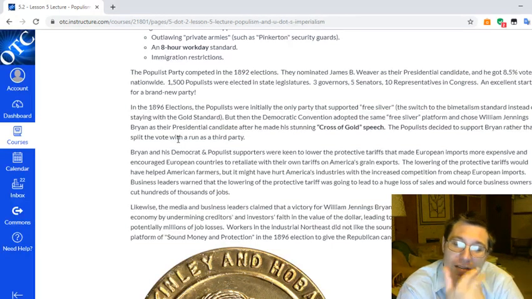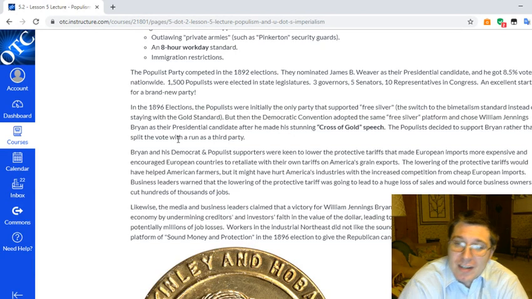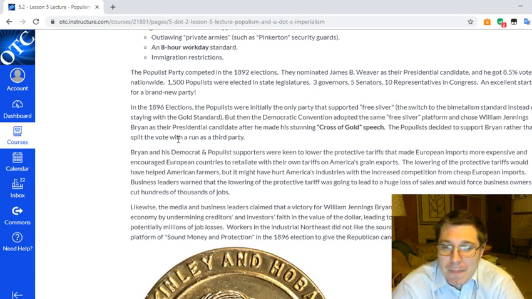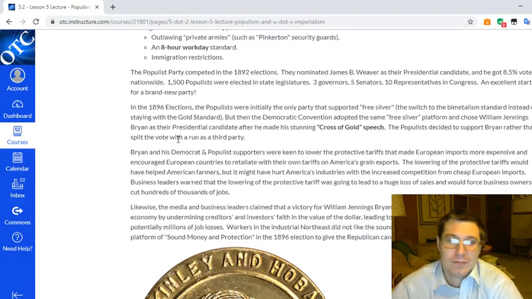Because he's embracing part of our platform, at least, the most important part of our platform, as far as we're concerned. Or do we remain more pure and go for everything? Well, the populists decided to compromise, and they decided to support William Jennings Bryan rather than split the vote by running their own third-party candidate. So the populists and the Democrats banded together in a coalition to support William Jennings Bryan in this 1896 election.